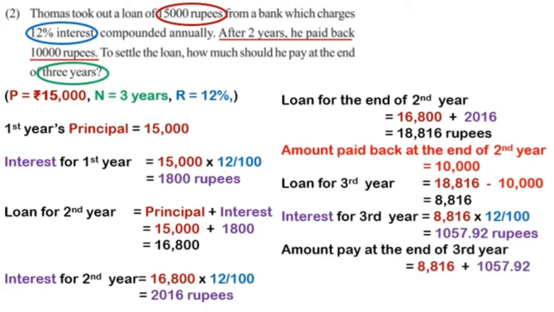That is 1,057.92 rupees. So the amount payable at the end of the third year is 8,816 plus 1,057.92 rupees. That is 9,873.92 rupees. Clear, children? ഇവിടെ 2 വർഷം വരെ നമ്മൾ കോമ്പൗണ്ട് എമൗണ്ട് ആണ് ഫൈൻ ചെയ്തത്.